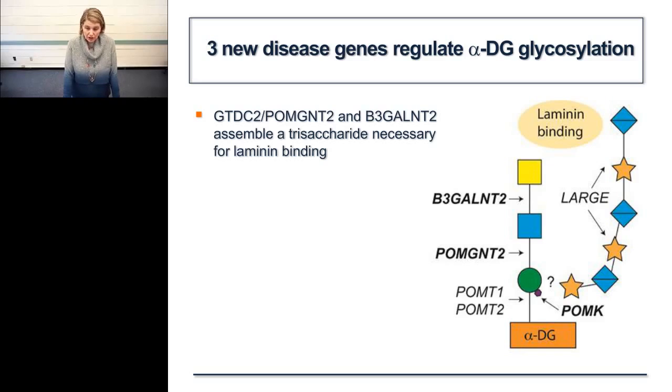that particular structure. Some of the classical genes involved in dystroglycanopathies are POMT1 and POMT2, which add the initial mannose on its chain. And then we found that POMGNT2 would add the second sugar, B3GALNT2 the third sugar, on this trisaccharide, which is necessary for laminin binding.